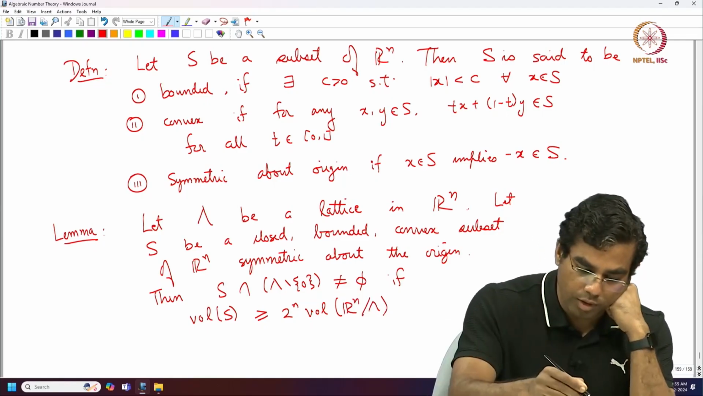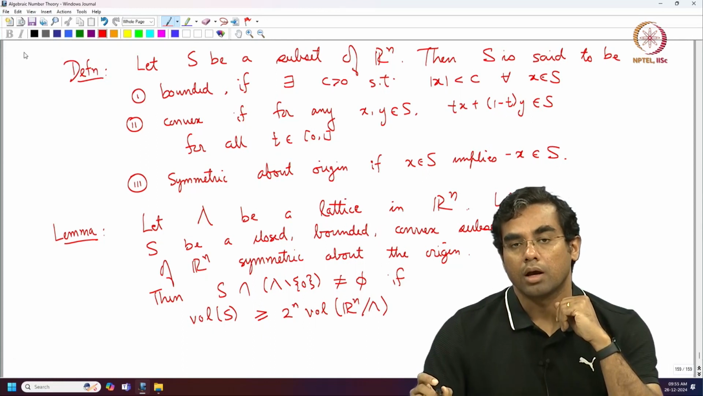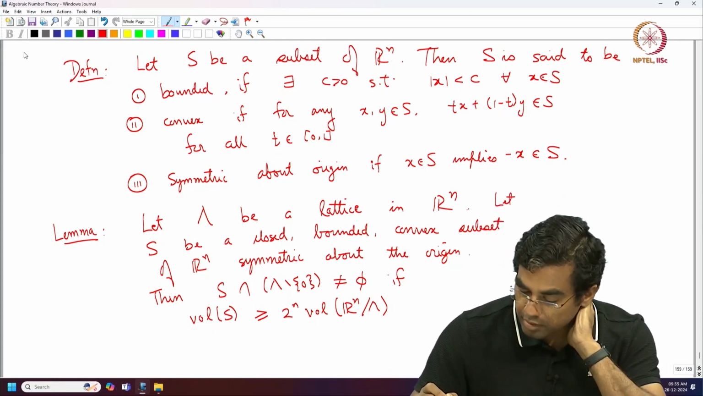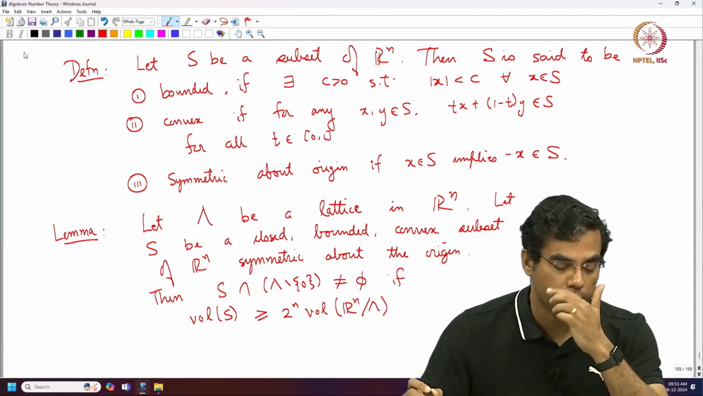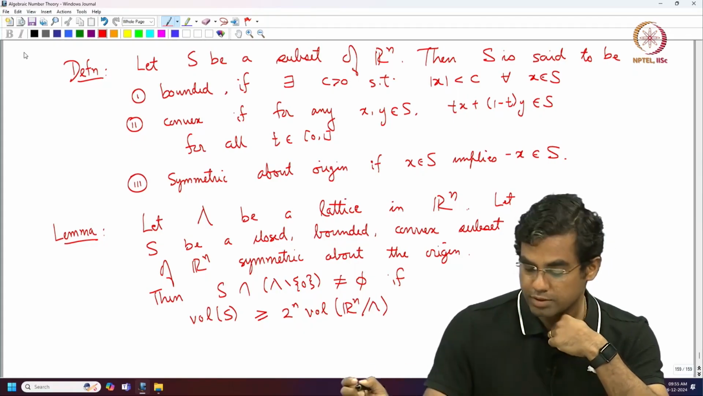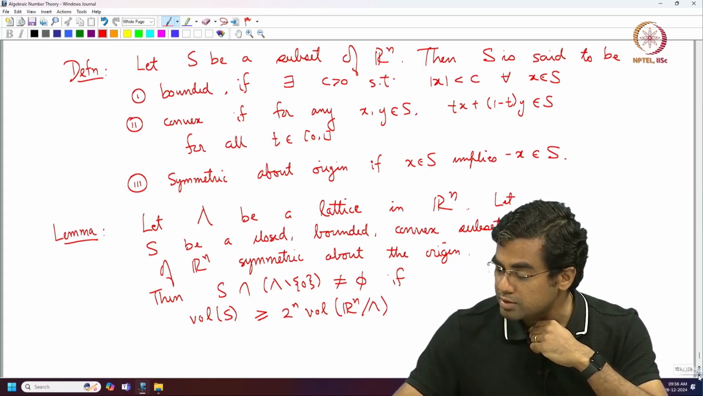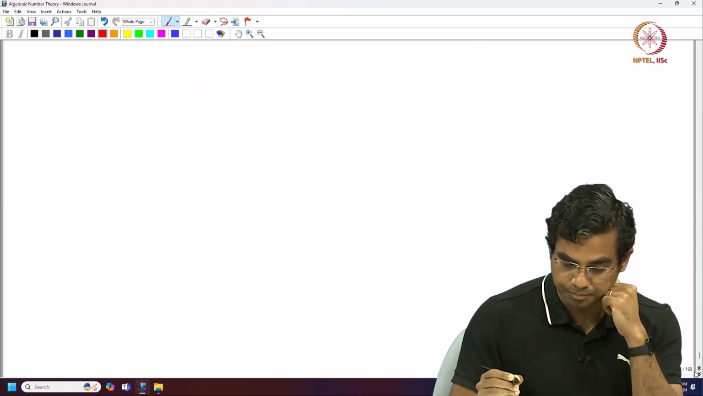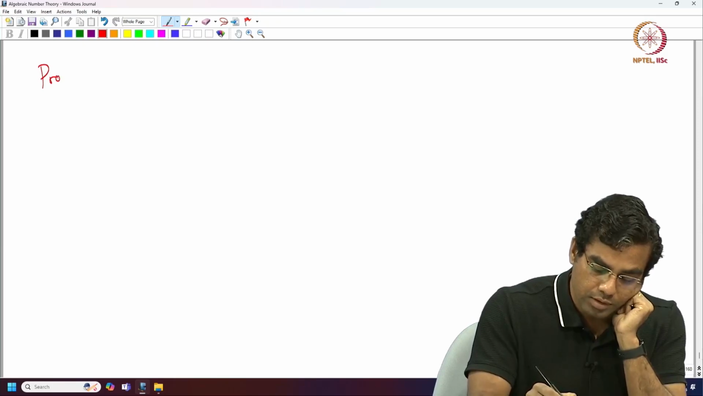So, R to the n mod lambda is some sort of n dimensional parallelepiped, and it has a volume, and you want volume of S to be bigger than or equal to 2 to the n times this volume. Okay. So, this is one of the main results that we are going to use at least twice in this course. So, here is a proof of this.